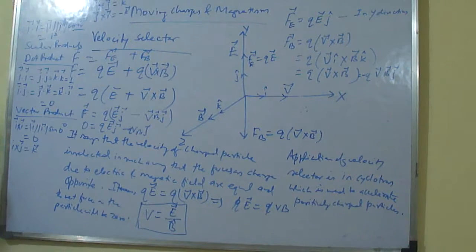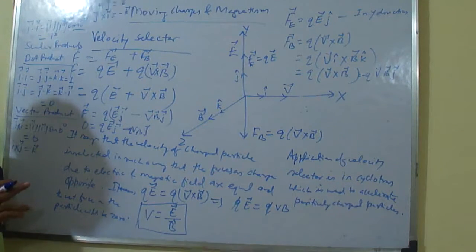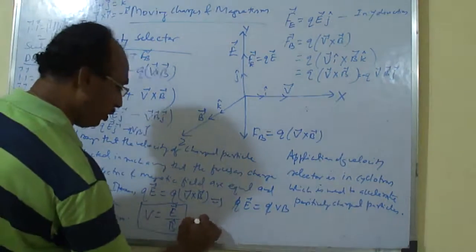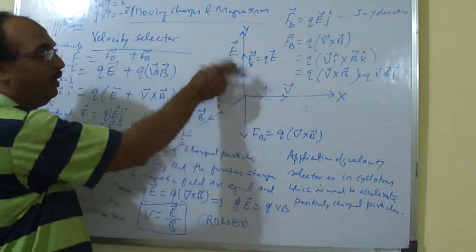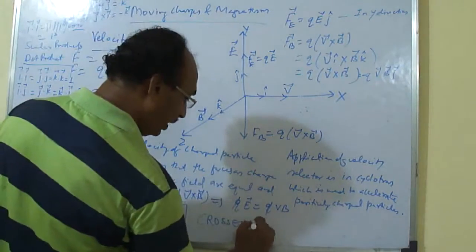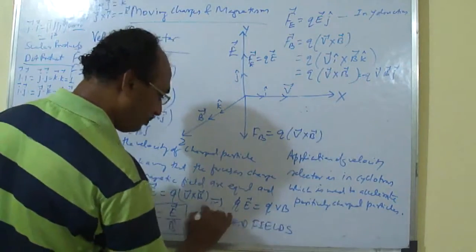Next we will be studying about this, which is called crossed electric and magnetic fields. Particularly, the name is given as crossed due to being equal and opposite. Crossed fields.